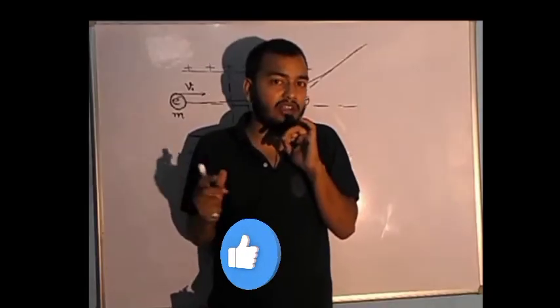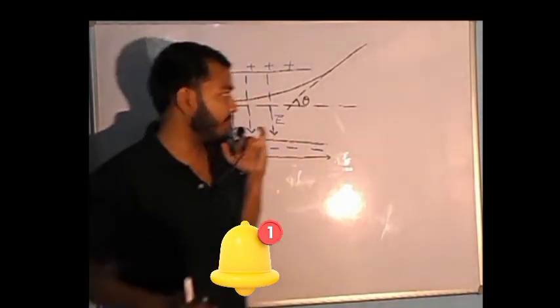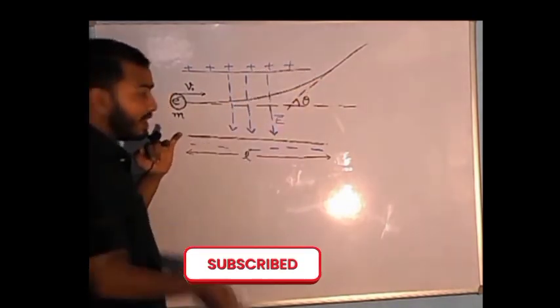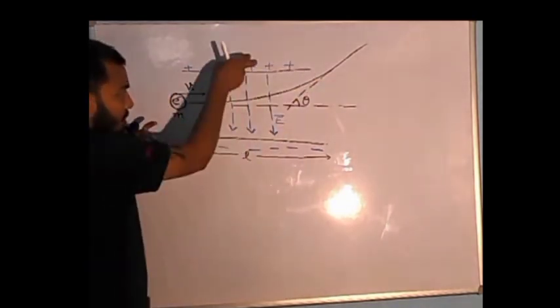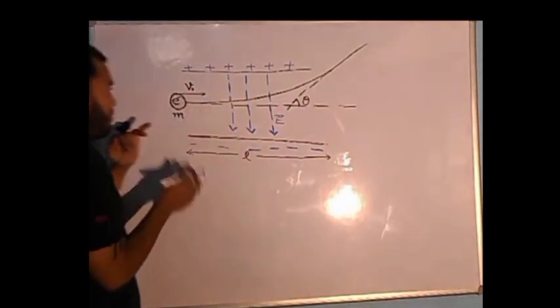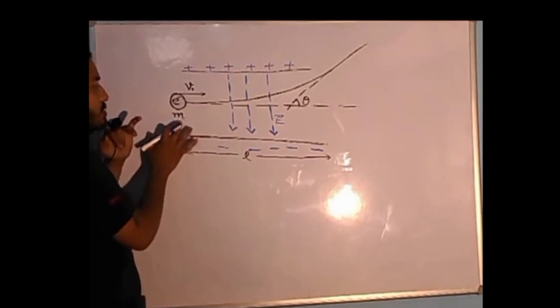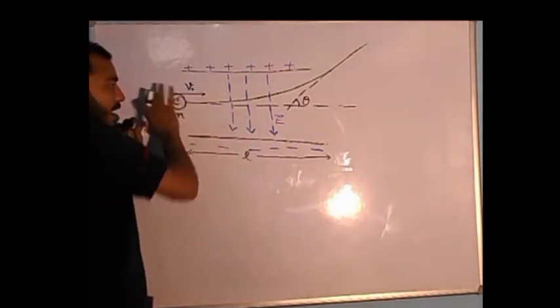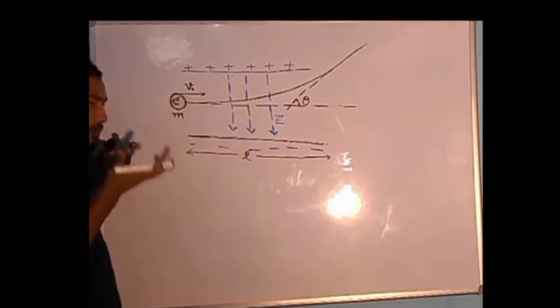What is the path of an electron in a uniform electric field? Now see, these are the positive plate and the negative plate. The electric field is vertically downward, from positive to negative, and an electron of mass m is entering this electric field with a horizontal velocity v naught. Now what will be the trajectory?